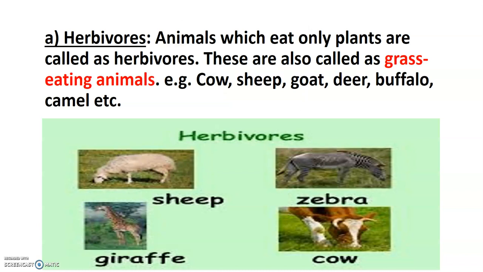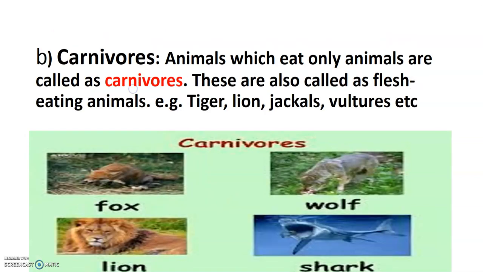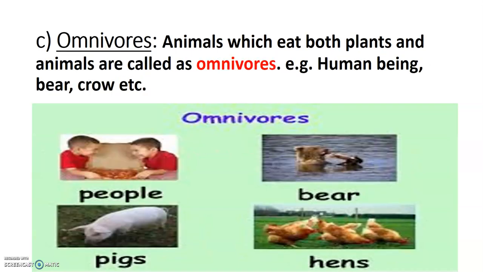Let's quickly wind it up by writing the definitions and examples. Animals which eat only plants are called herbivores. The other name given to them is grass-eating animals. Examples are cow, sheep, goat, deer, buffalo and camel. Carnivores are the animals that only eat meat or other animals. They are also called flesh-eating animals. Tiger, lion, jackal and vultures are the examples. Omnivores, animals which eat both plants and animals, are called omnivores. Human beings, crow and bear are all examples of omnivores.